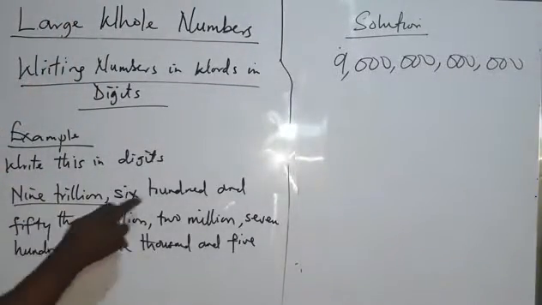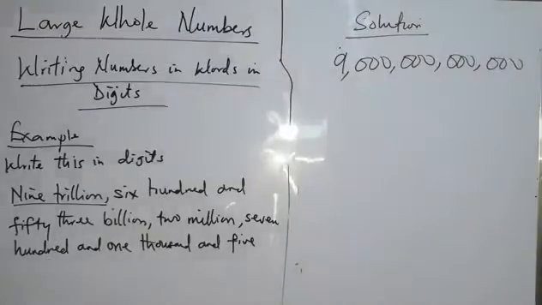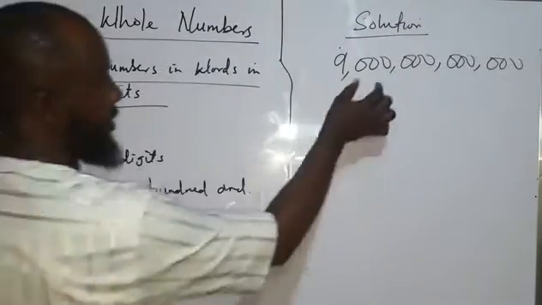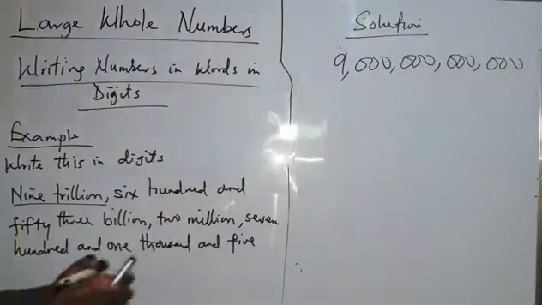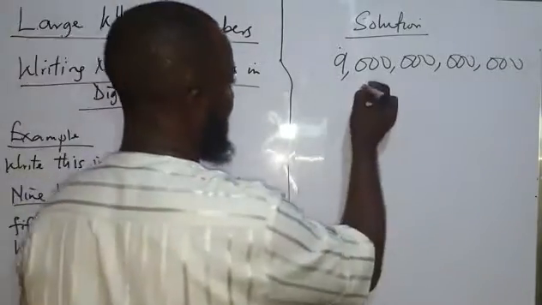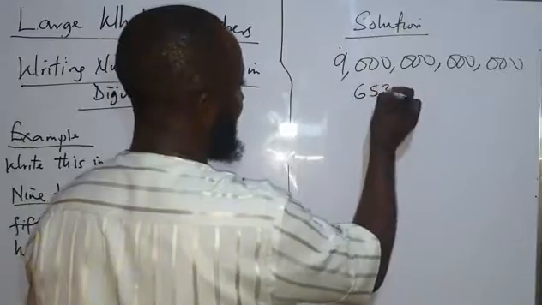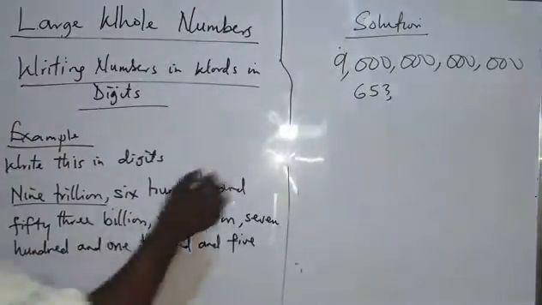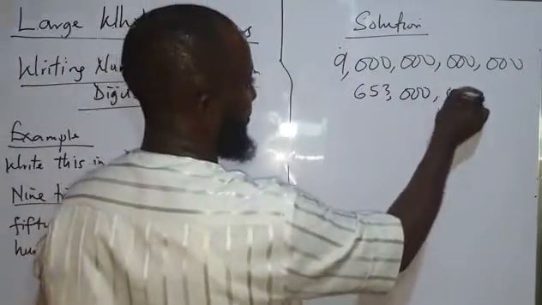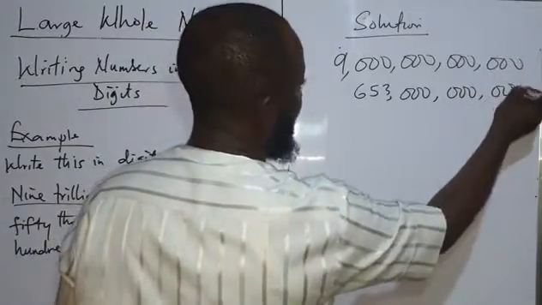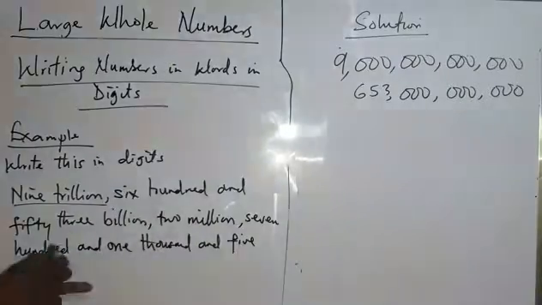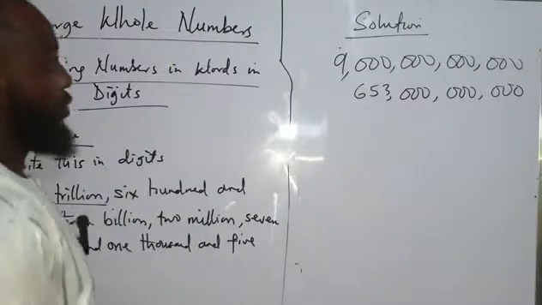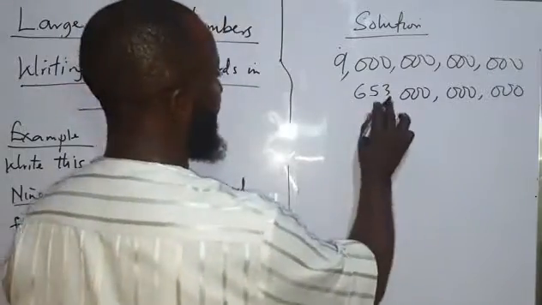Second part, 653 billion. So this is the column for billion, and it is 653. So we write it under this. 653 what? Billion. Thousand, million, billion. Can you see? Right. So move to the next one. 2 million. 2 what? Million. So this is million, this is 2 million.